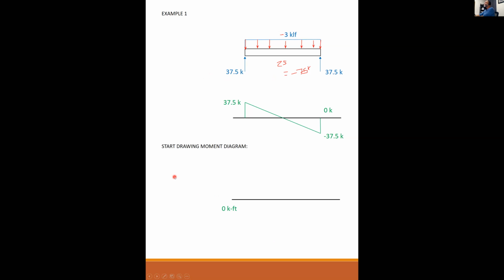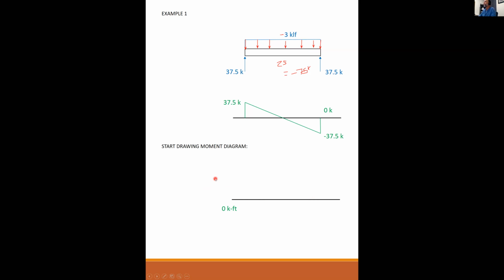Okay, what about the moment diagram? Well, it helps to know where you start for a moment diagram at the left-hand end of the beam, where there are no applied moments and there's no restraint of moment. So where does the moment diagram have to start? At 0. So we start at 0.